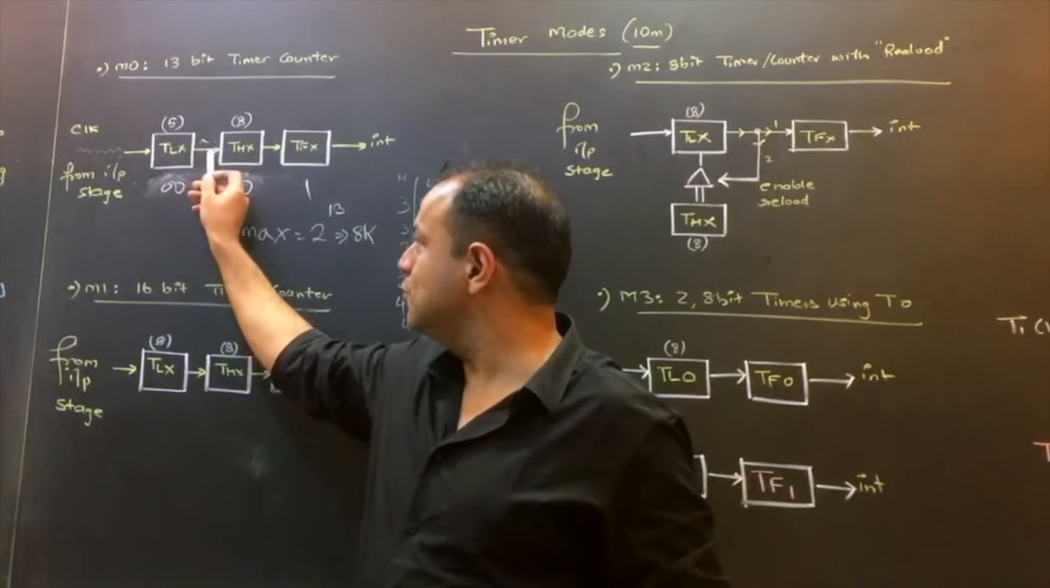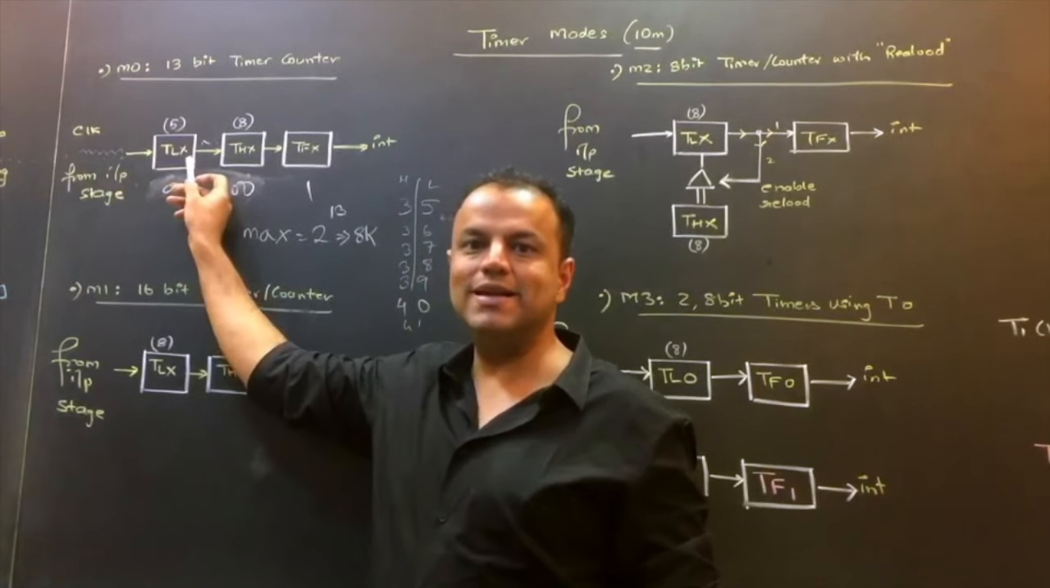Tell me, did you understand this? This is also a clock, this is also a clock. Whatever frequency is coming here, it's getting divided by 32 and moving ahead.